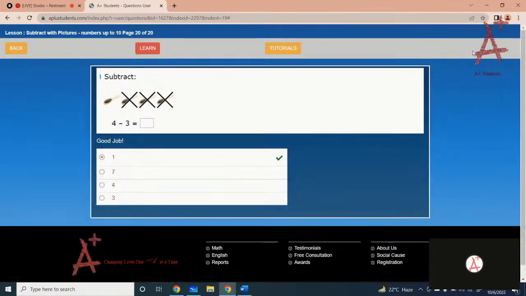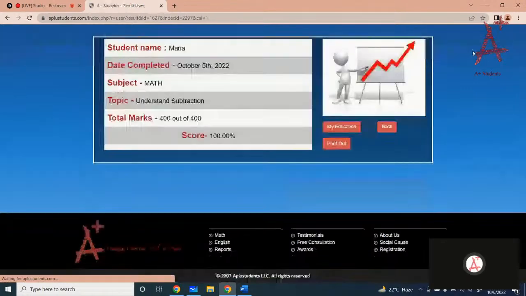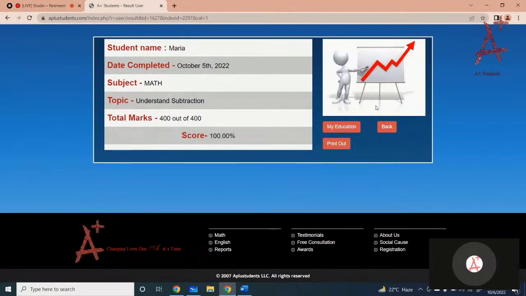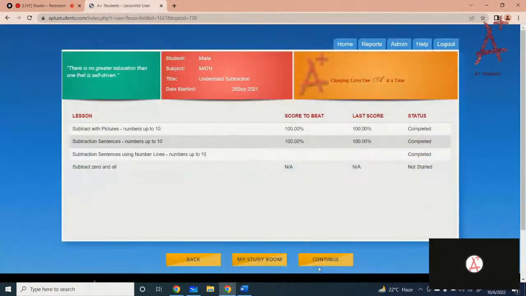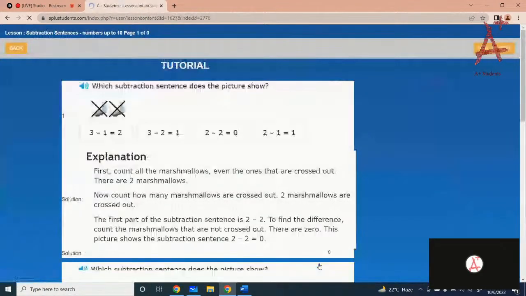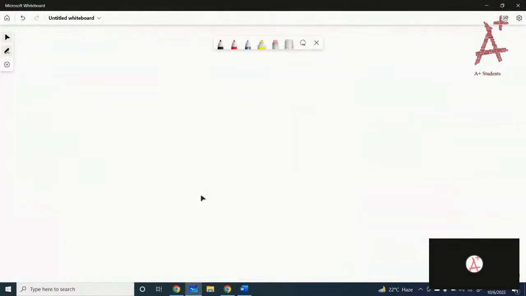Got it? So we have completed the test. Let's just move on to the next topic. The next topic is Subtraction sentences numbers to 10. Okay, let's start with, let me write down the lesson name. Okay, subtraction sentences numbers to 10.